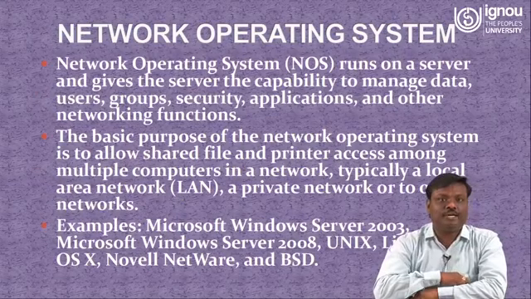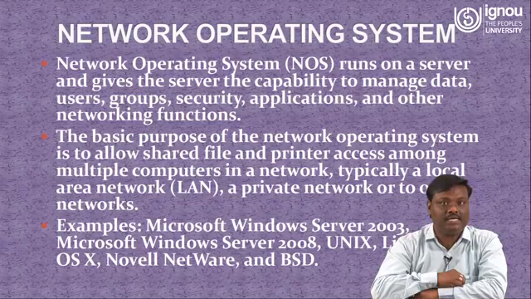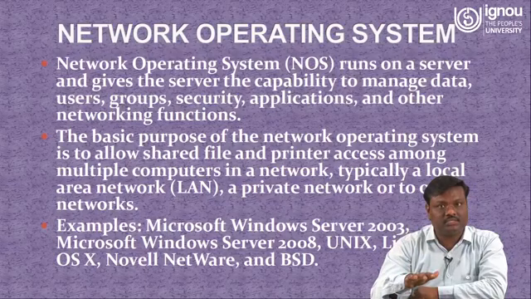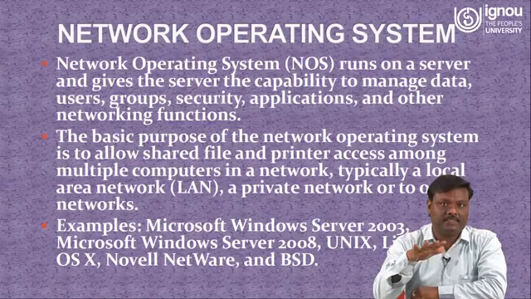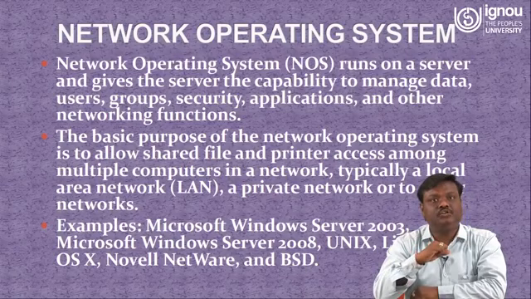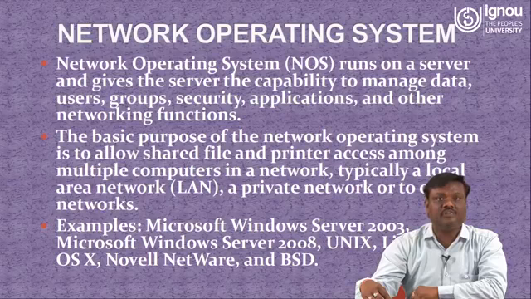Next comes the network operating system. Till now we had talked about multi-programming, multi-user, multitasking, etc. Here we are talking about the network operating system. Machines are connected together and they may be running using a server, and that server needs to cater to all these connected clients. A network operating system runs on a server and gives the server the capability to manage data, users, groups, security, applications, etc., and also the network functions.